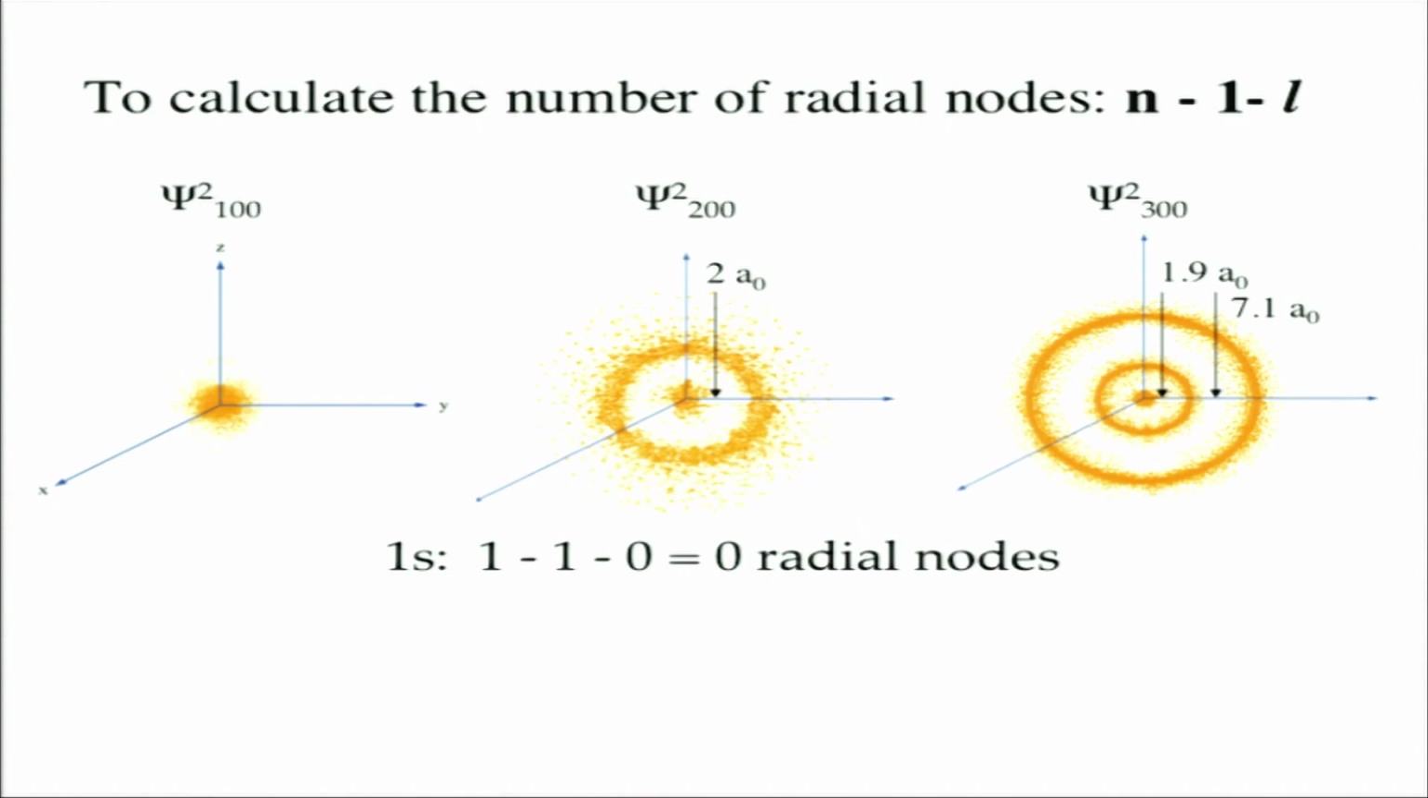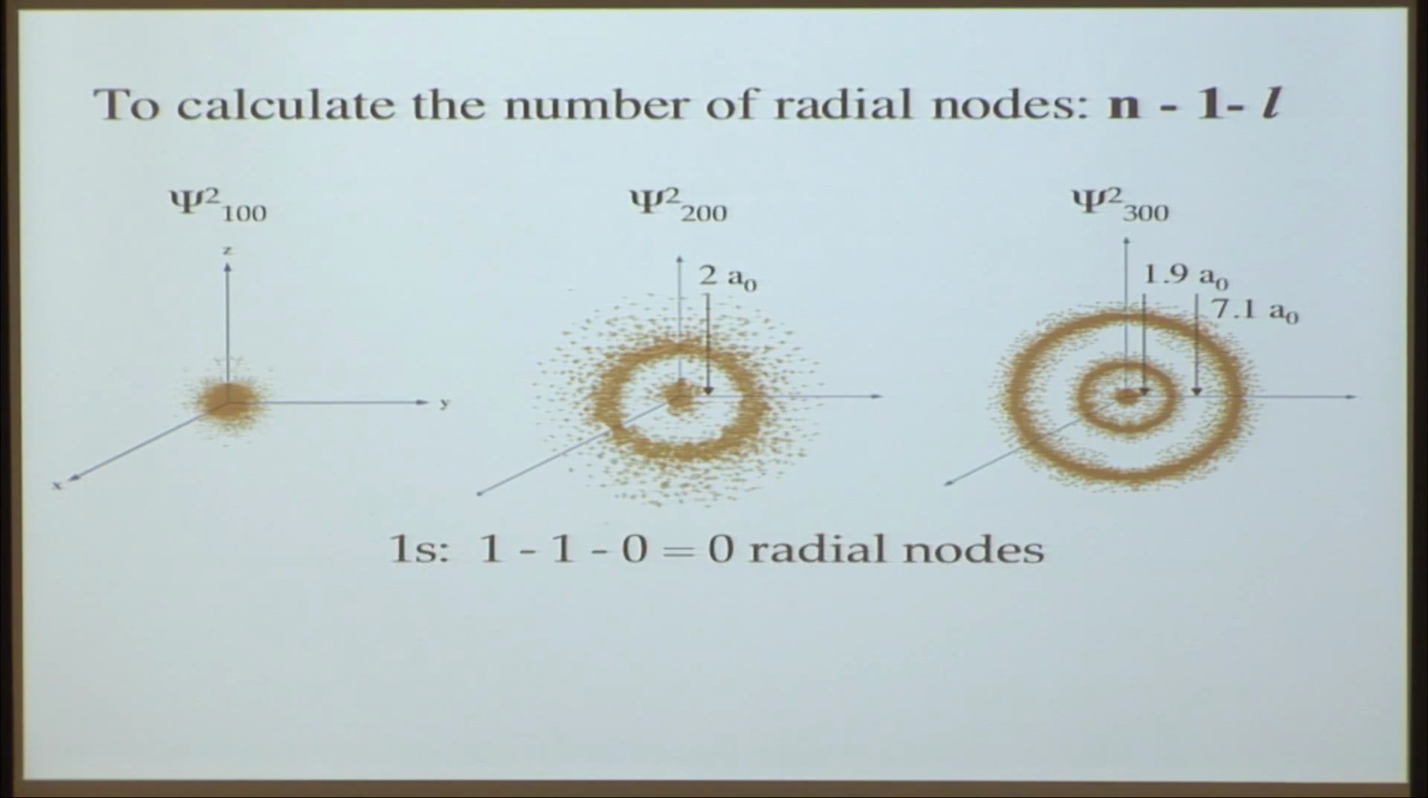So now let's think about how many nodes or radial nodes you should have when you have different types of orbitals. This is just a similar diagram to what I just showed. This is the wave function squared probability diagram. And now instead of blue, you have orange dots. But otherwise, it should be the same. So for 1s, for 2s, and 3s.